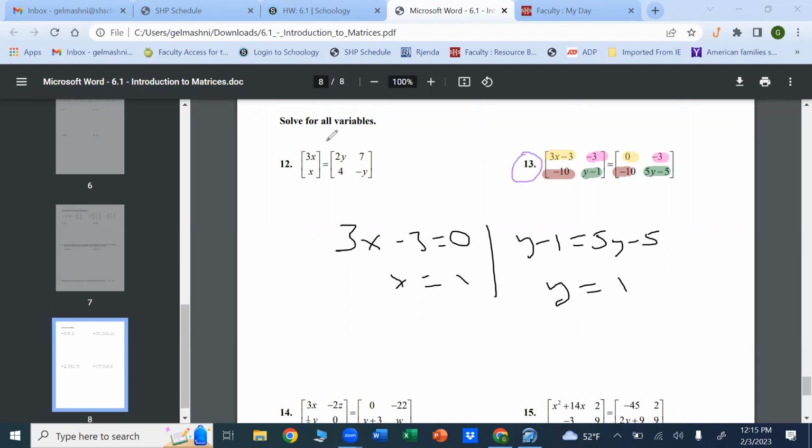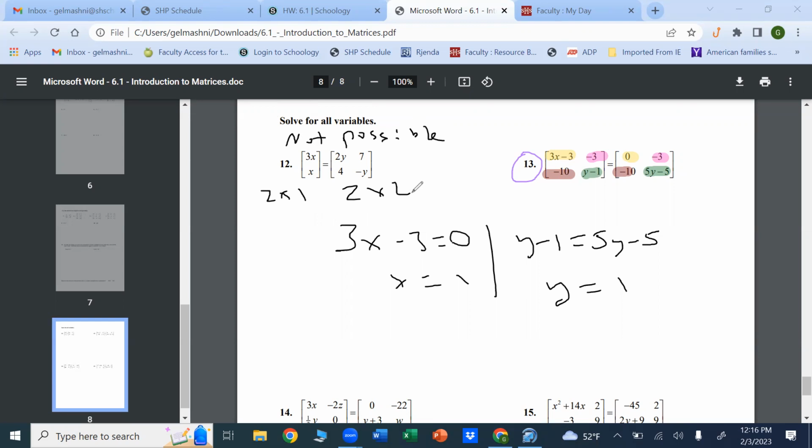Now, number 12, I know we had an example like this, and I kind of said there was a typo. Actually, I think it was intended to be like this. The answer is not possible. And here's the reason why. What are the dimensions of the left matrix? A 2 by 1, right? What are the dimensions of the right matrix? When the dimensions are different, they're not equivalent. So you can't draw the same dimensions that you do with 13.